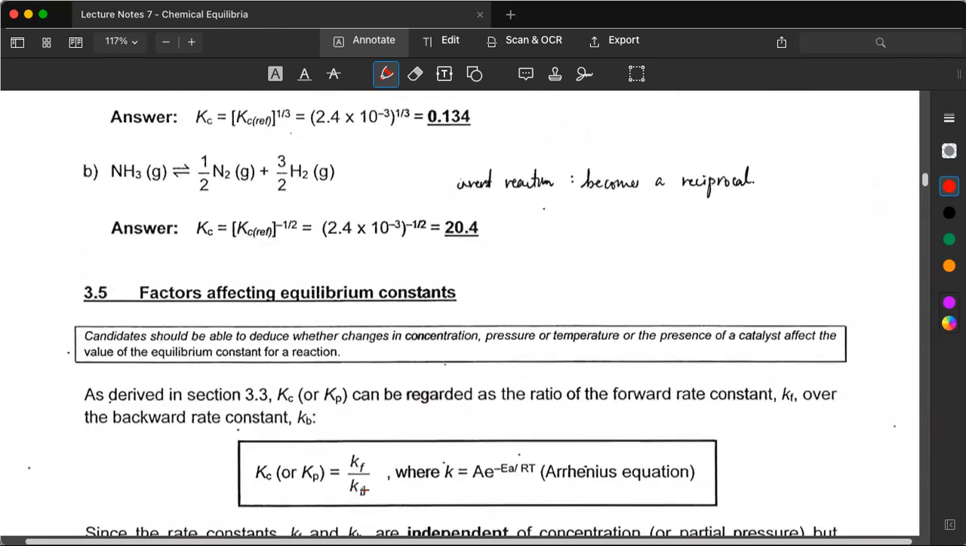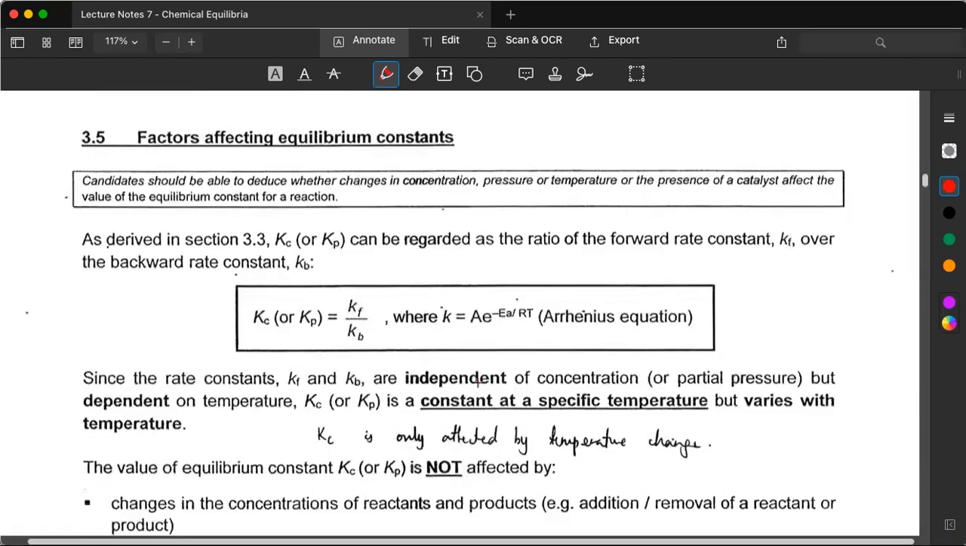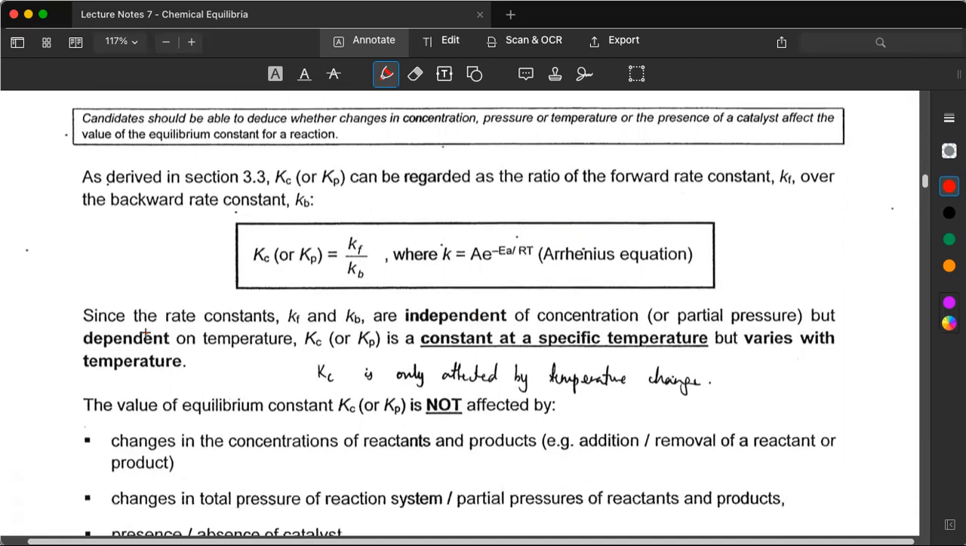Now, let's look at those factors that will affect equilibrium constant. Recall the Arrhenius equation, okay? The Arrhenius equation states that k equals A e to the power of minus Ea over RT. Since the rate constants kf and kb are independent of concentration or partial pressure, but dependent on temperature based on the Arrhenius equation, Kc or Kp is constant at a specific temperature, but varies with temperature.